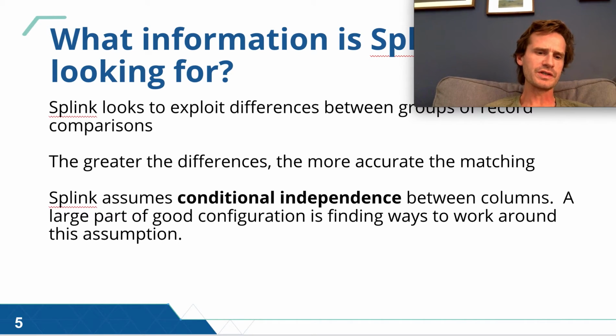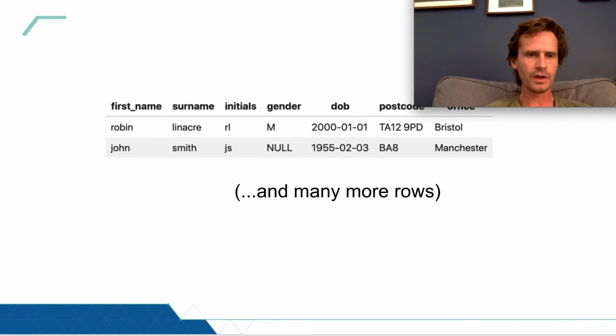So the rest of this talk is now going to delve into the various customization options that you can use in Splink to help optimize your jobs. And to make things tangible, we're going to focus on the settings for this simple data set here. There's only two rows there, but we imagine there's many more. That final column is office location.